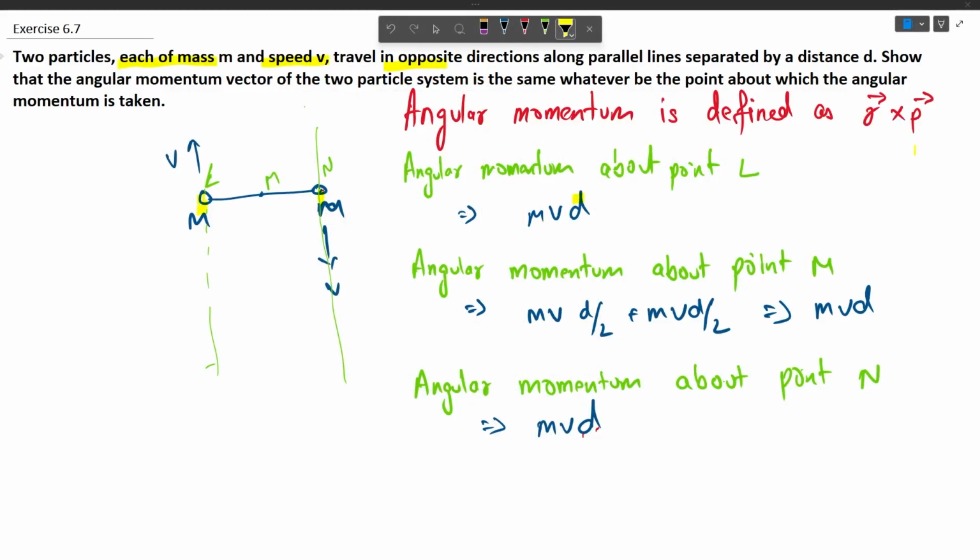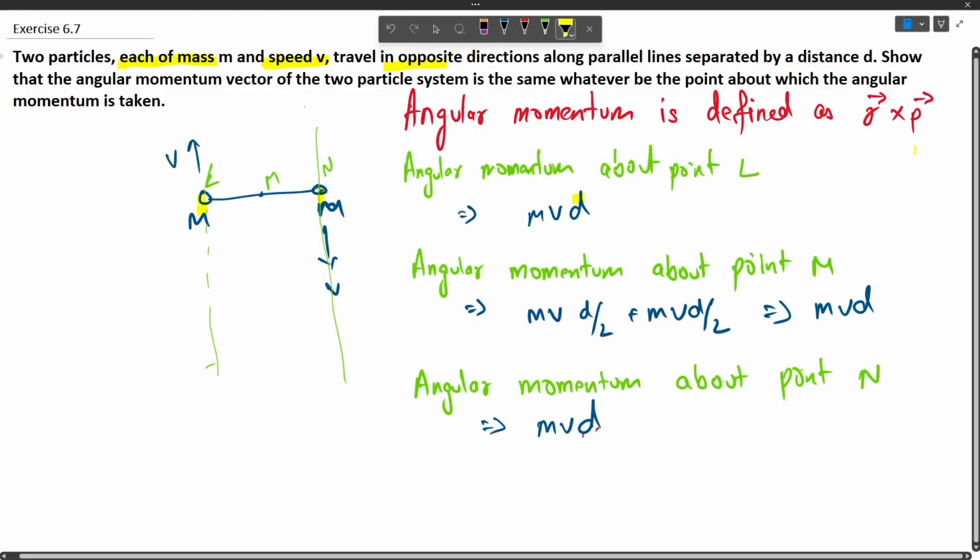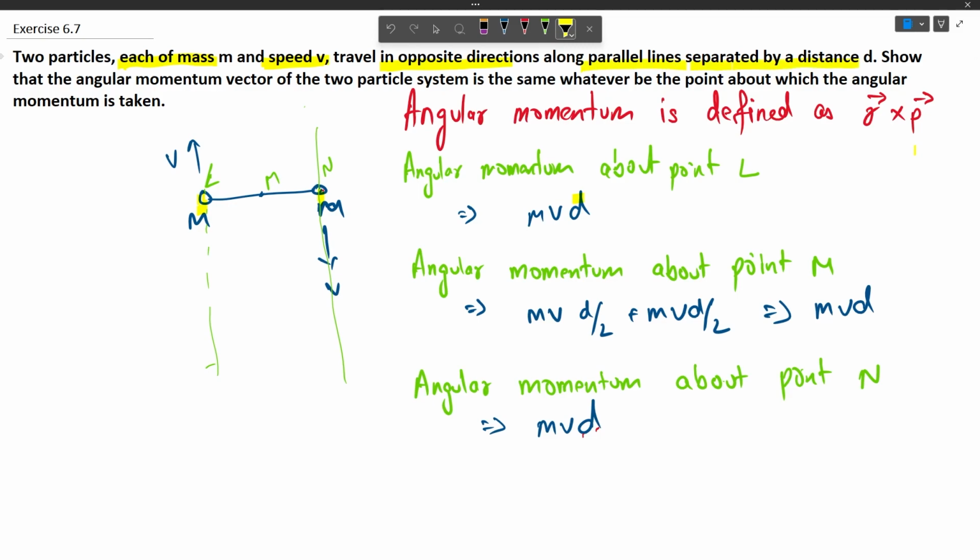The question says that two particles, each of mass m and speed v, travel in opposite directions along parallel lines separated by distance d. Show that the angular momentum vector of the two-particle system is the same whatever be the point about which the angular momentum is taken. So this picture represents the situation in this question.